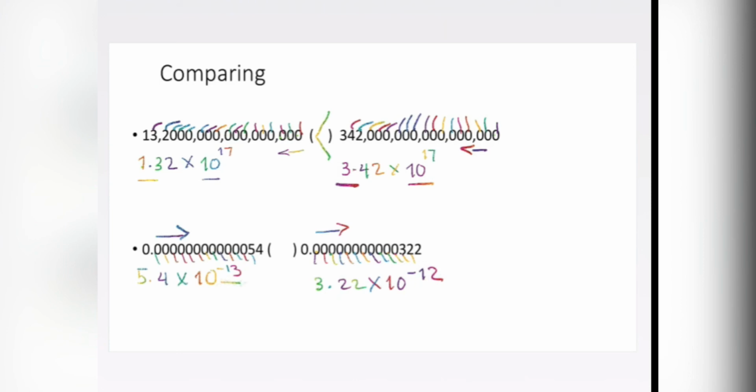So here our powers are different. When powers are different, we don't have to look at the whole number. We compare the powers, negative 13 and negative 12. In negative integers, you might have learned, the smaller number becomes the greater value, right? So negative 13 is less than negative 12. That means this second number is greater than the first one. So this is how we compare using scientific notation.